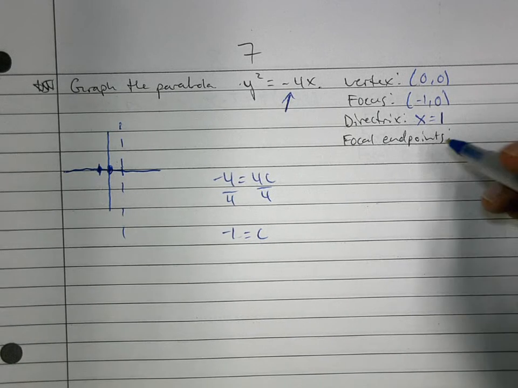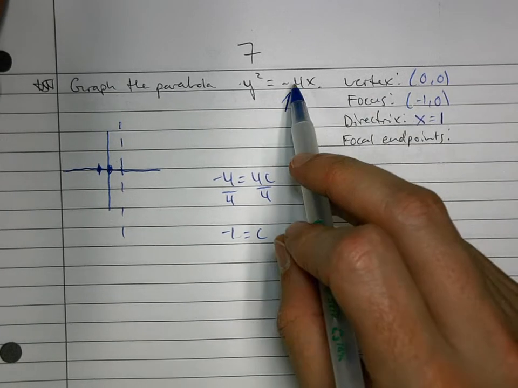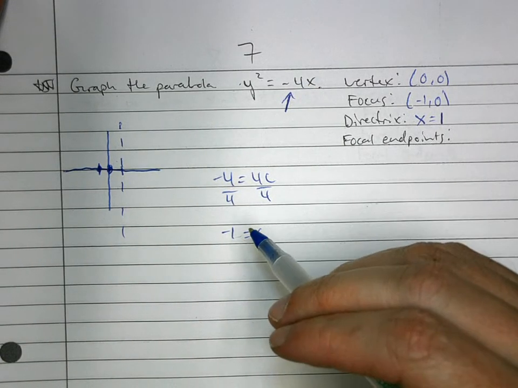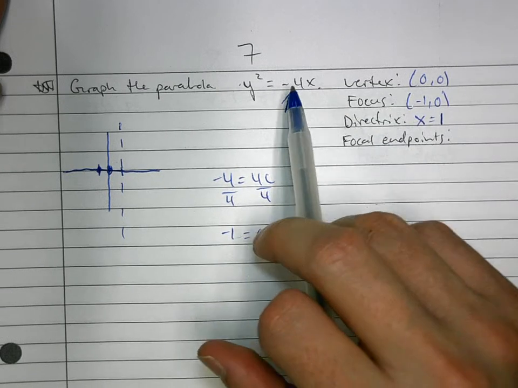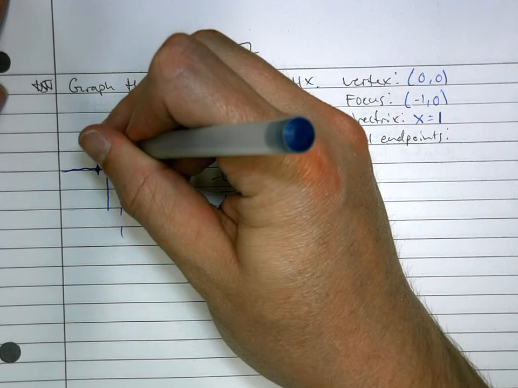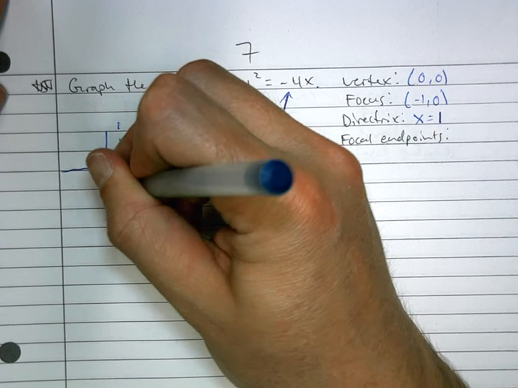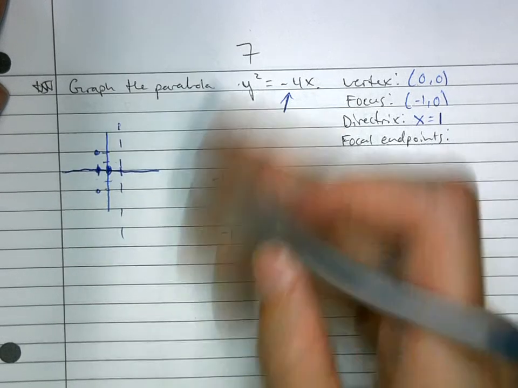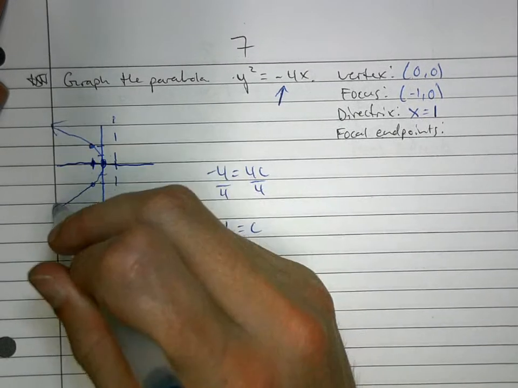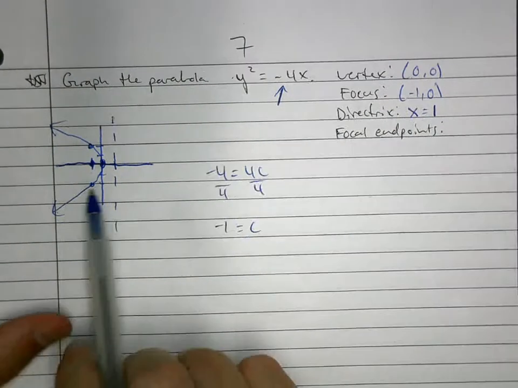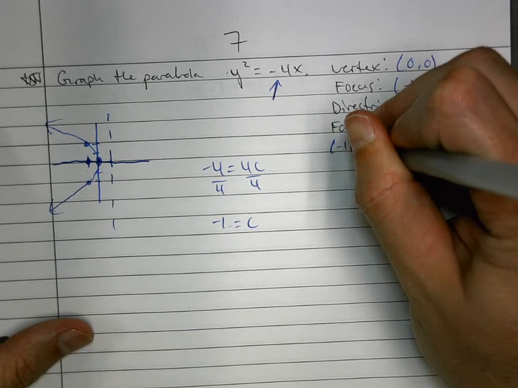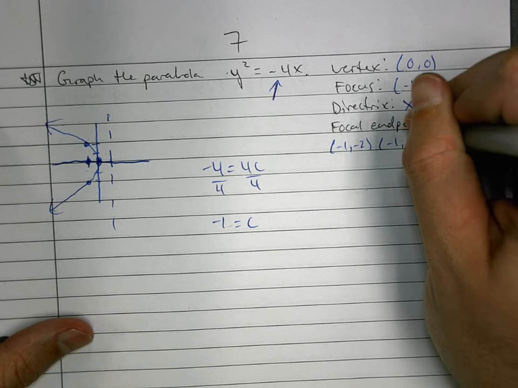And for the focal endpoints, that number right there that we pointed to, that's called our focal width. So from focal endpoint to focal endpoint, we're going to have a distance of 4, which means we're going to go 2 above, put a point, 2 below, put a point, and there's your parabola. So your focal endpoints are at -1, -2, -1, +2. And the order does not matter.